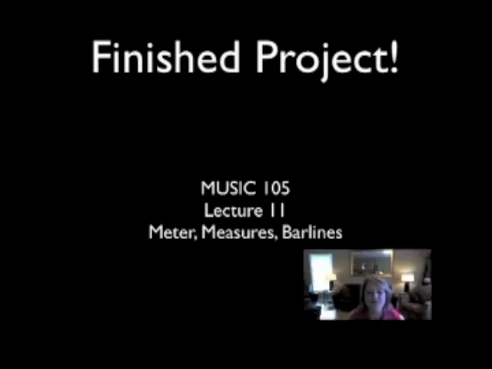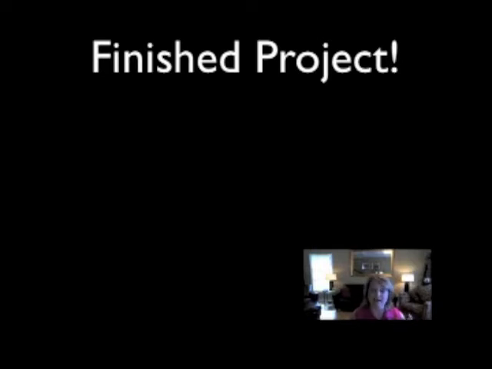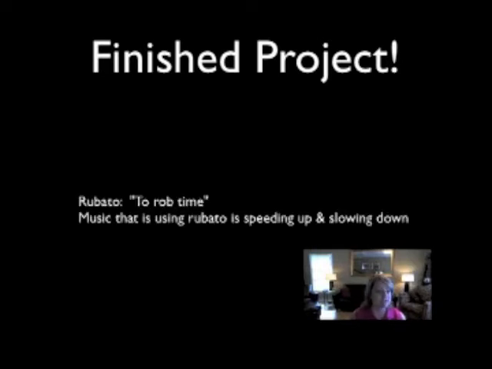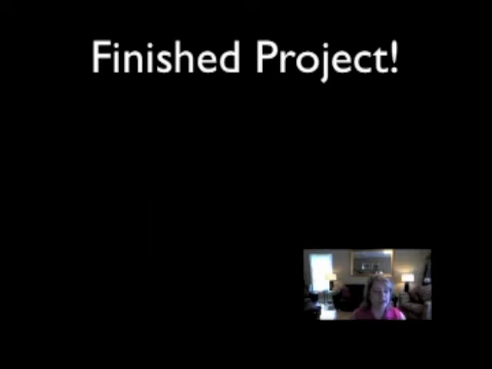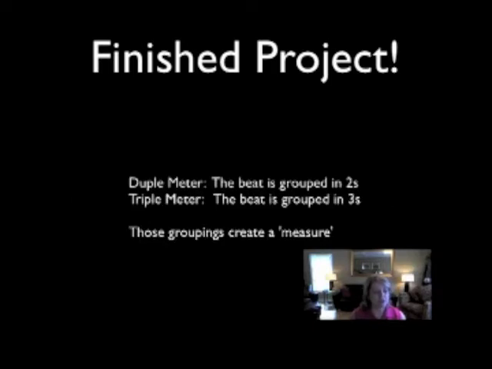Hello everybody and welcome back to Music 105. This is another lecture about rhythm and meter. In our last lecture, we talked a lot about meter and pieces that can have rubato, which means time speeds up and slows down, and pieces that have what's called triple meter and duple meter. So if a piece is in duple meter, every set of 2 beats is what we call a measure. If a piece is in triple meter, every set of 3 beats is called a measure.